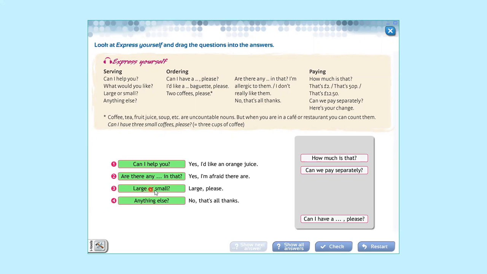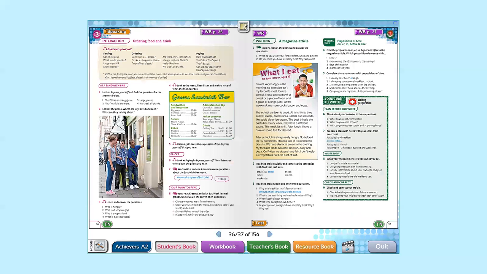Continue with number 3. Large or small? Large, please. Okay, talking about the size of the dish. Continue with number 4. Anything else? No, that's all, thanks. Very good. So here we have the information about this part of the activity. Remember that you are going to work on your video for this project, and you are going to order food, and the information in the orange box will be used for that. So we continue with the next step.